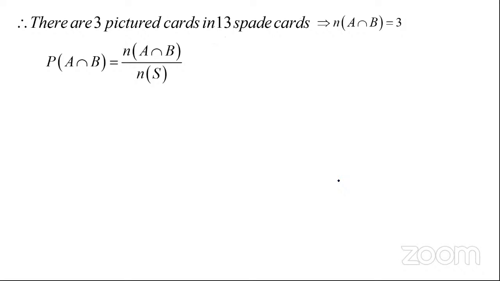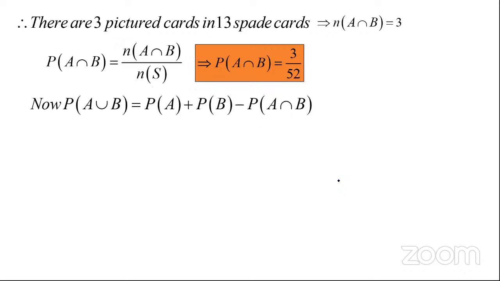Now there are 3 picture cards in 13 spade cards. So number of A intersection B equal to 3. Then P of A intersection B equal to number of A intersection B by number of S, that is 3 by 52. Now P of A union B equal to P of A plus P of B minus P of A intersection B. This is the addition probability theorem.